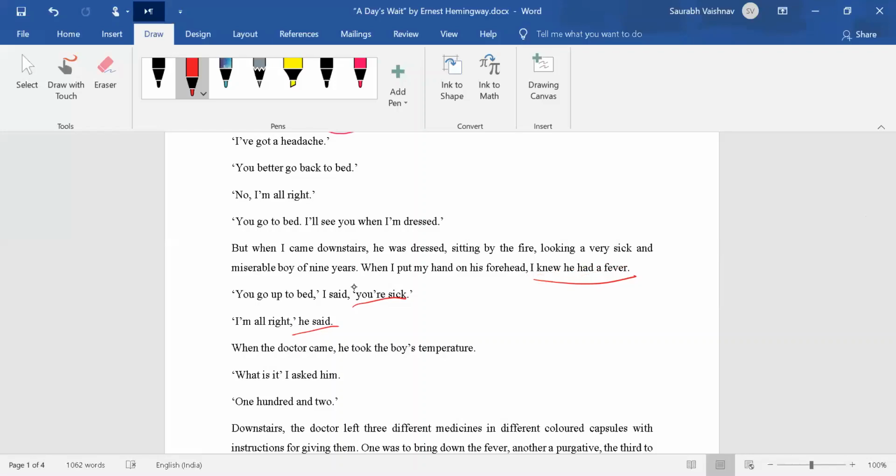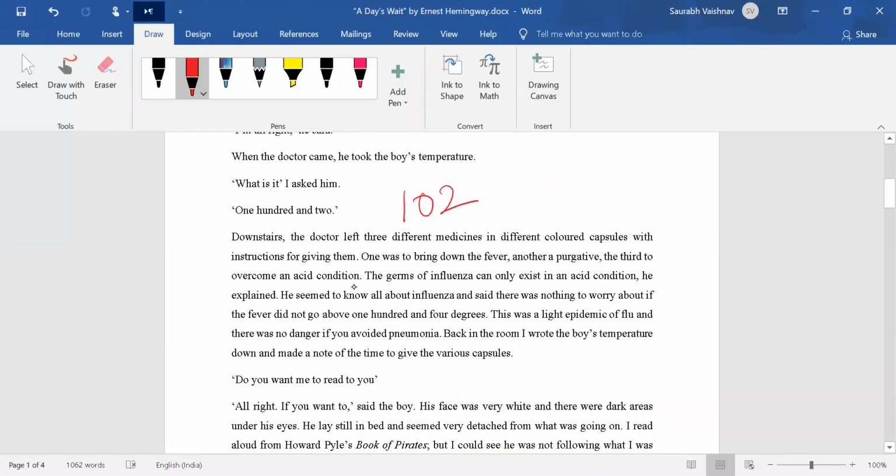When we are sick, when we are suffering from fever, the doctor checks our temperature. Here also, when the boy was suffering from fever, the doctor came, he visited the house, and he took the boy's temperature. What is it? 102. Please remember the temperature. It is 102. So that is what the doctor has replied. What is the temperature of Schatz? It is 102.